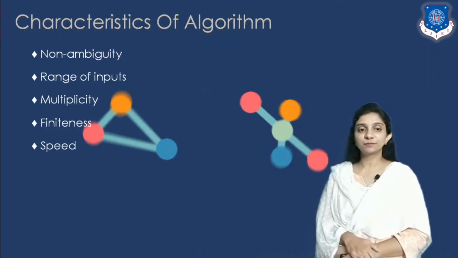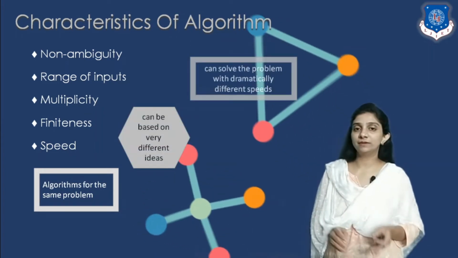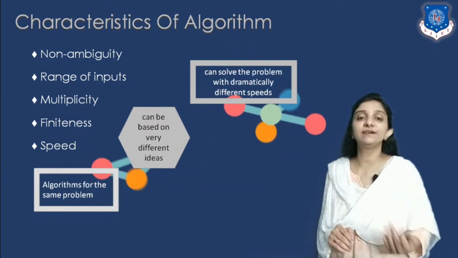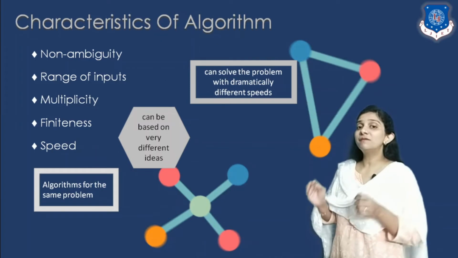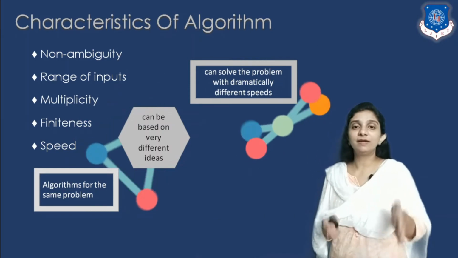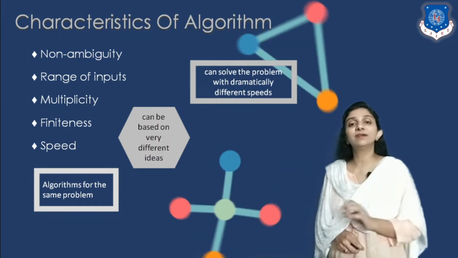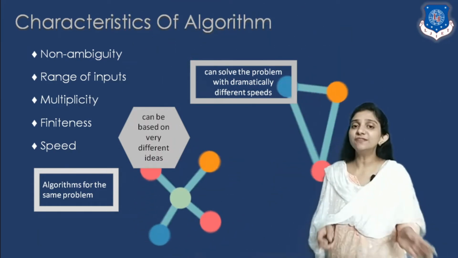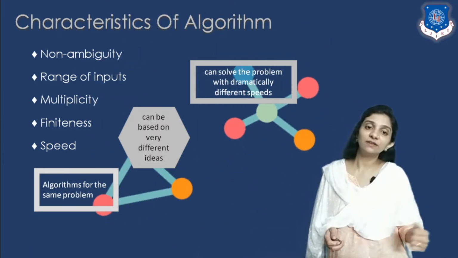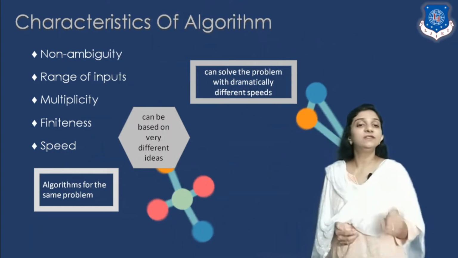Moving towards the next property, that is speed. If there are different algorithms for solving the same problem, and each algorithm is based on a different idea or different strategy, then we say they solve the problem at different speeds. For example, to solve a problem, if I have two different algorithms, one taking 5 steps and another one taking 10 steps, then both of these algorithms are correct, but the speeds are different. So it is completely based on the strategy or idea that you have chosen to design your algorithm.